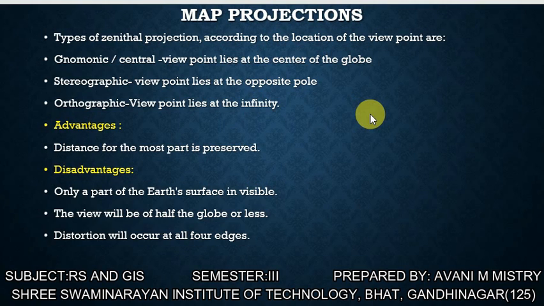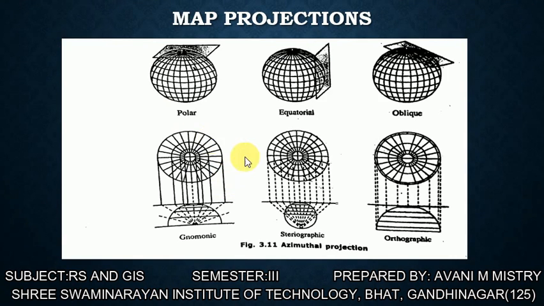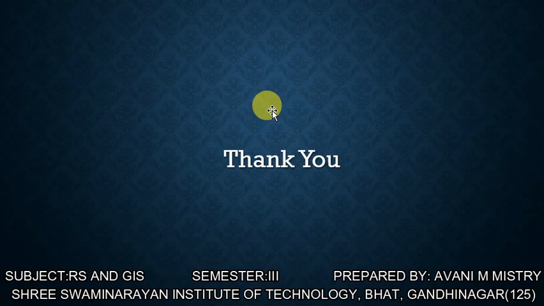Advantages and disadvantages. The advantage is that distance for the most part is preserved. Disadvantage: only part of the surface is visible, and the view will always be of half the globe. Distortion will occur at all edges. This one is called map projections. Okay. Thank you.